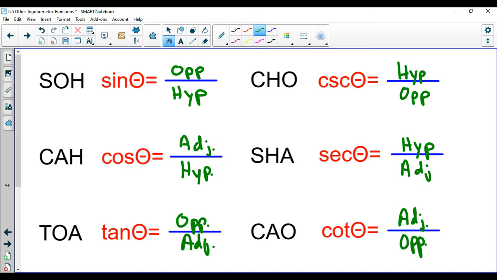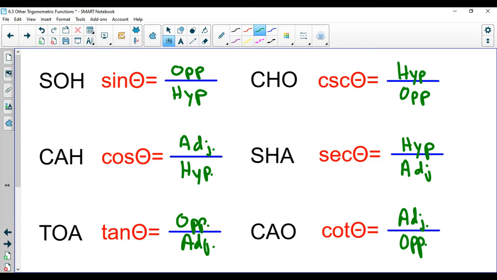And you want to notice these are the reciprocal of the ones in the other column. So in the left column, when I have opposite over hypotenuse, notice in the right column I have hypotenuse on top and opposite on the bottom. And that makes it so that they are reciprocal trig functions. So cosecant is reciprocal to sine, secant is reciprocal to cosine, and likewise cotangent is reciprocal to tangent.